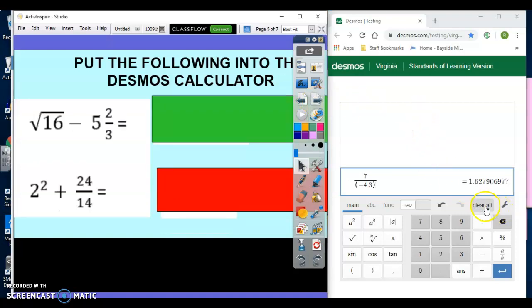All right. Here's our next problem. The square root of 16 minus 5 2/3. So go ahead and type that in your calculator. I'll give you a second.